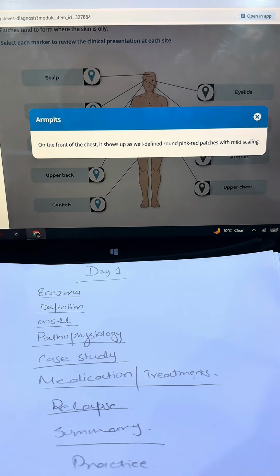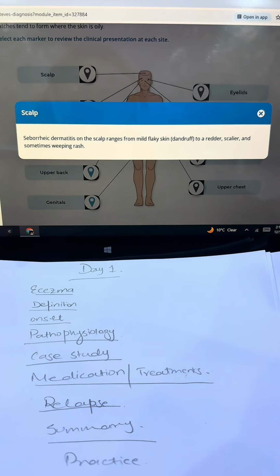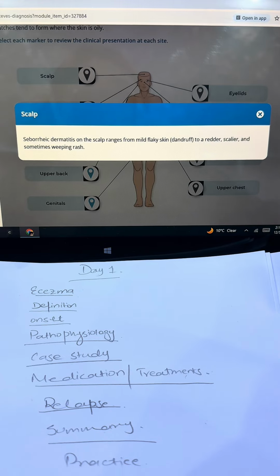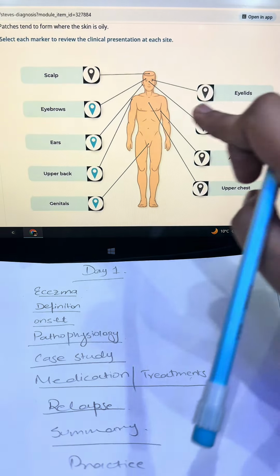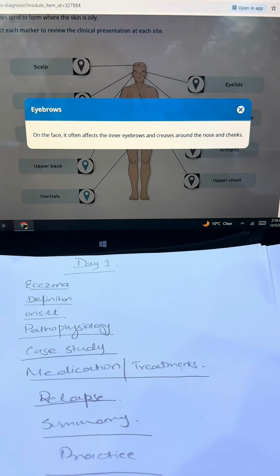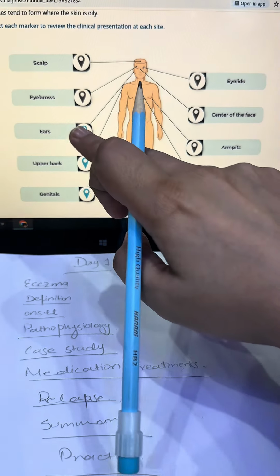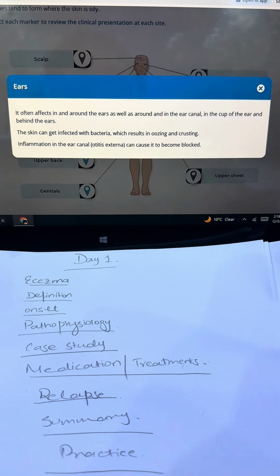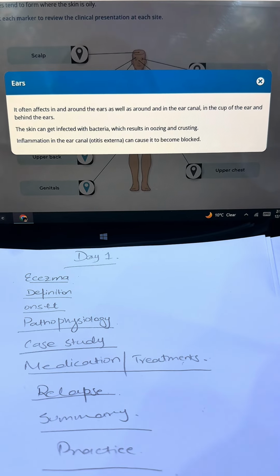On the upper chest, there are well-defined round pink patches with mild scaling. On the scalp, seborrheic dermatitis ranges from mild flaky skin, dandruff, scaling, and sometimes weeping. On the face, it may often affect the inner eyebrows, creases around the nose and the cheeks. Ears: inflammation of the ear canal, which is called otitis externa.